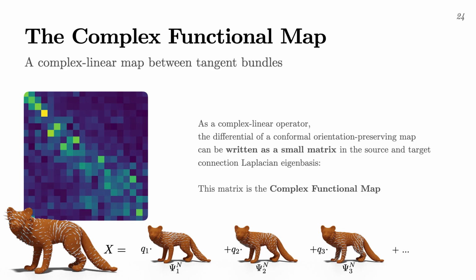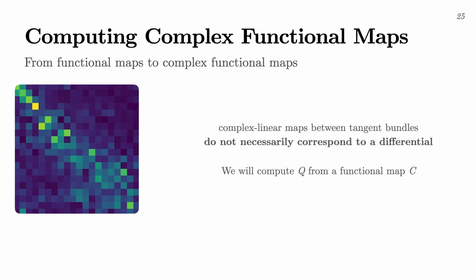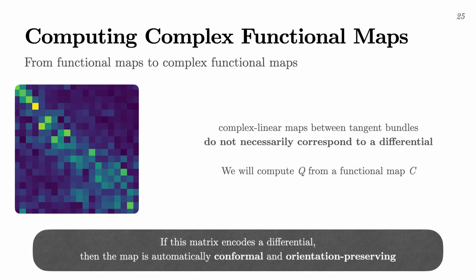Now, just like for functional maps, we can encode any conformal orientation-preserving map as a small complex matrix that we call complex functional map. For functional maps, the question remained that we needed a way to compute the functional map. Here, we will not reinvent the functional map pipeline, but rather plug our complex functional map extension into it. We will compute a complex functional map from a functional map. If the map can be encoded as a complex functional map, then it means that the original map was, well, conformal, but more importantly, orientation preserving.